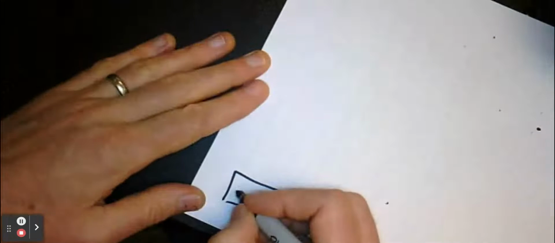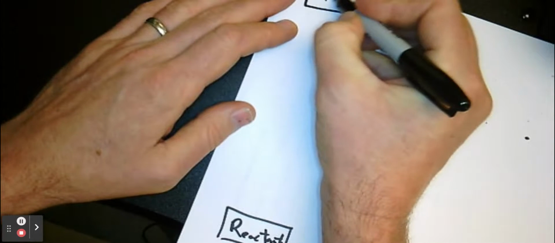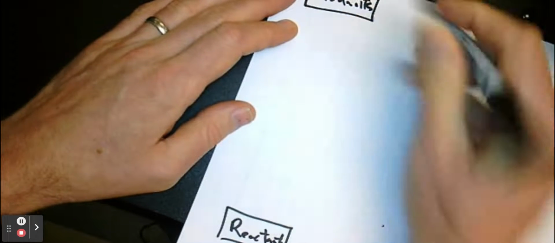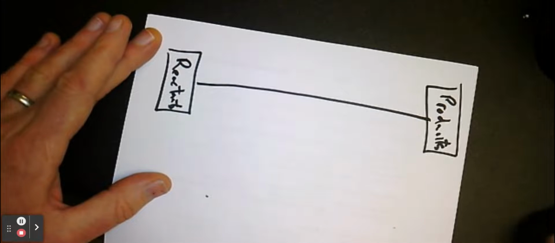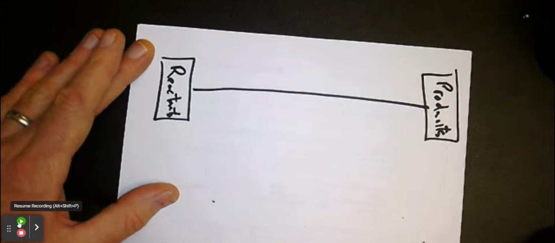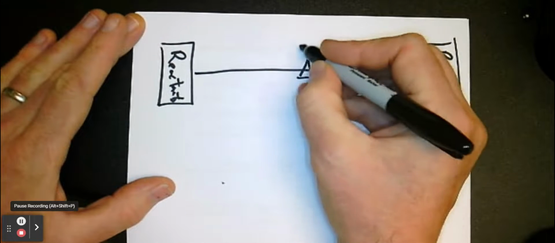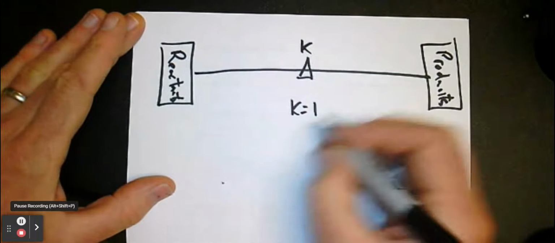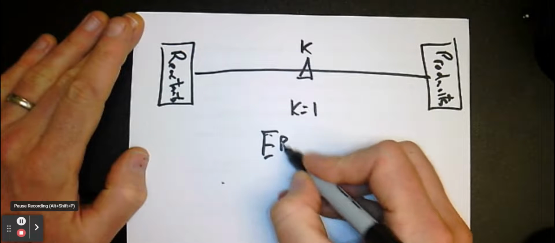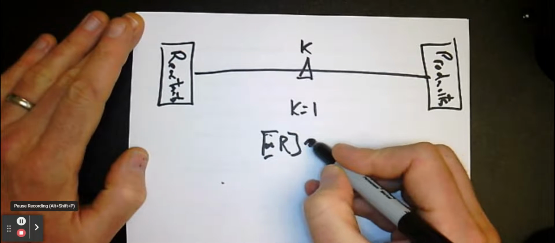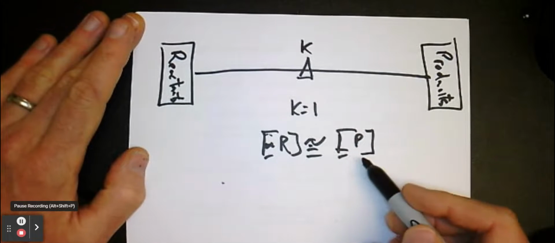And it's best to look at it linearly. If I draw, I spelled products wrong. Okay, if I draw a line, and I put K right in the middle. So K is equal to 1. That means I'm going to have, at equilibrium, relatively equal concentrations of reactants and products.